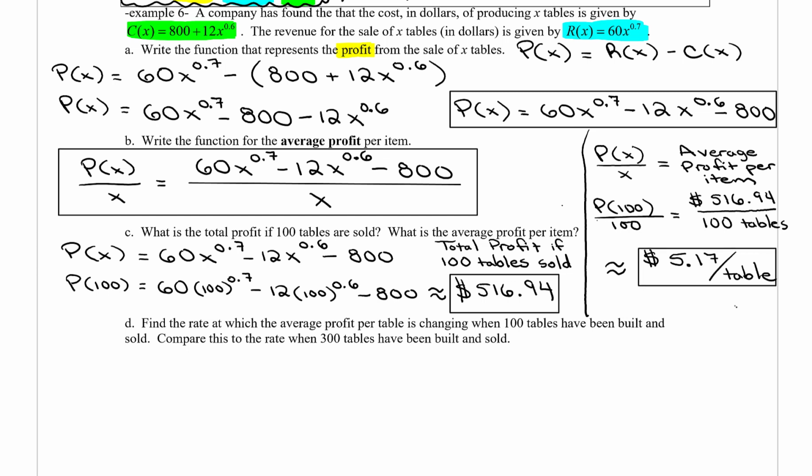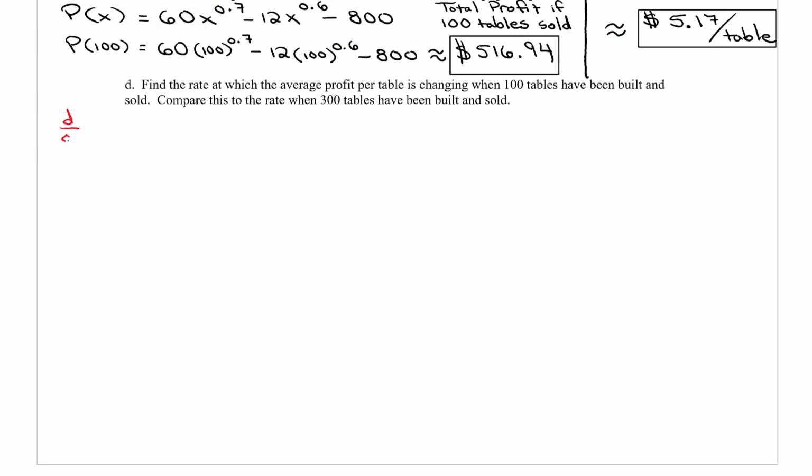D, find the rate at which the average profit per table is changing when 100 tables have been built and sold. Compare this to the rate when 300 tables have been built and sold. I'm going to begin by writing the derivative with respect to x of u divided by v is equal to v du minus u dv, all divided by v squared. This is our quotient rule for derivatives. So I'm going to be using this rule to find the derivative.